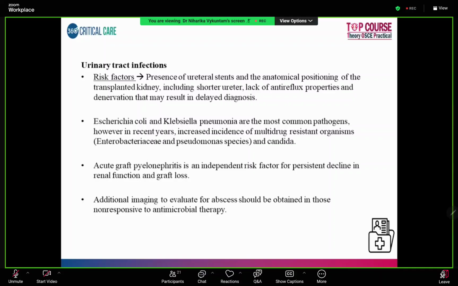Okay, suppose for these urinary tract infections you have started antibiotics, but the patient is not responding, then please look for any abscesses, because these patients have undergone a transplant, a post-operative period, some collections might lead to abscesses. So you require some additional imaging, especially CT, if the patient is not able to respond to your initial antibiotic therapy.